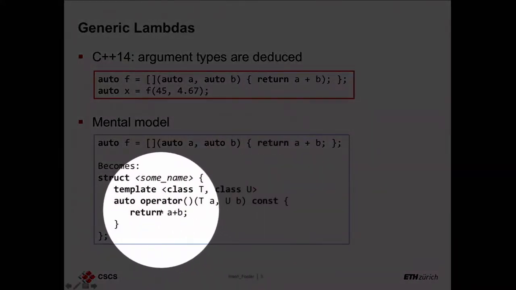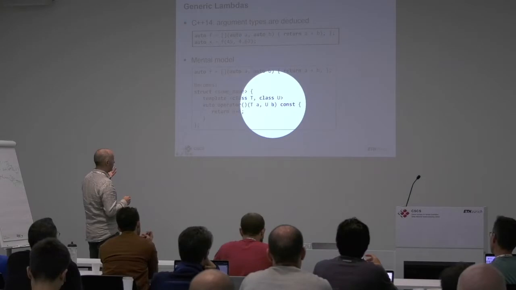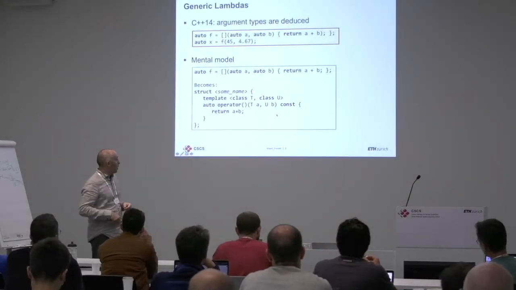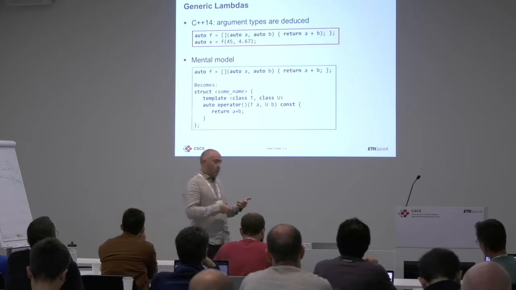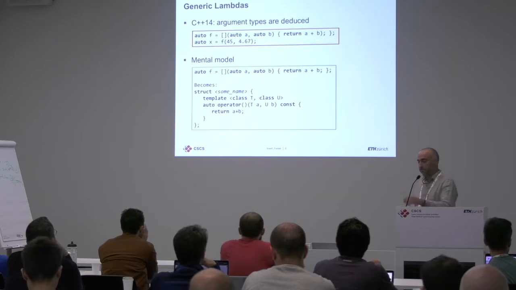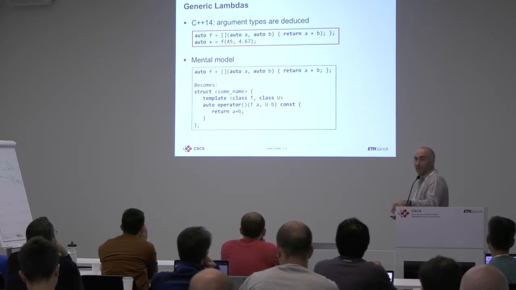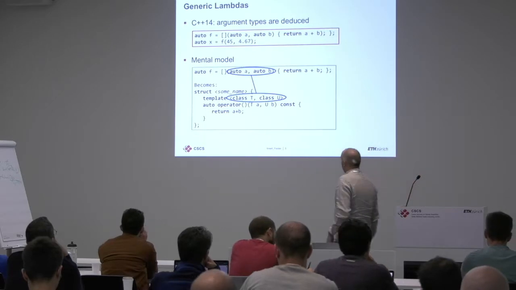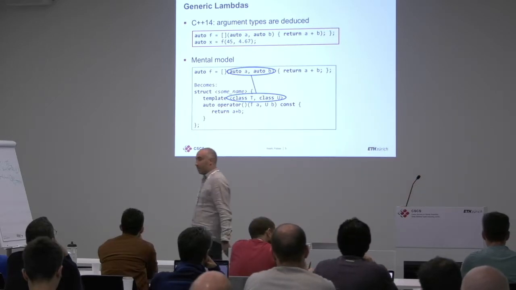So at this point, it's just putting the template here. So you generate that member function whenever you need it. By the compiler, of course. It's not runtime. So the auto keywords become template arguments.